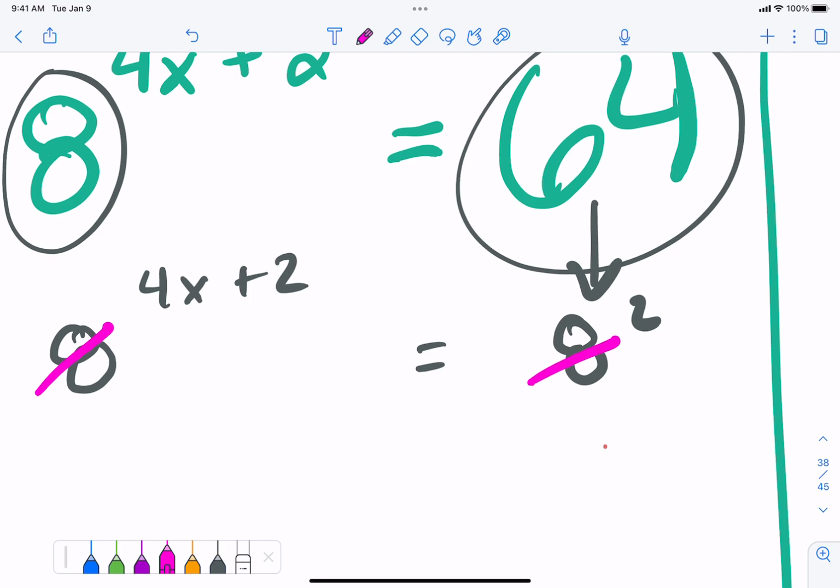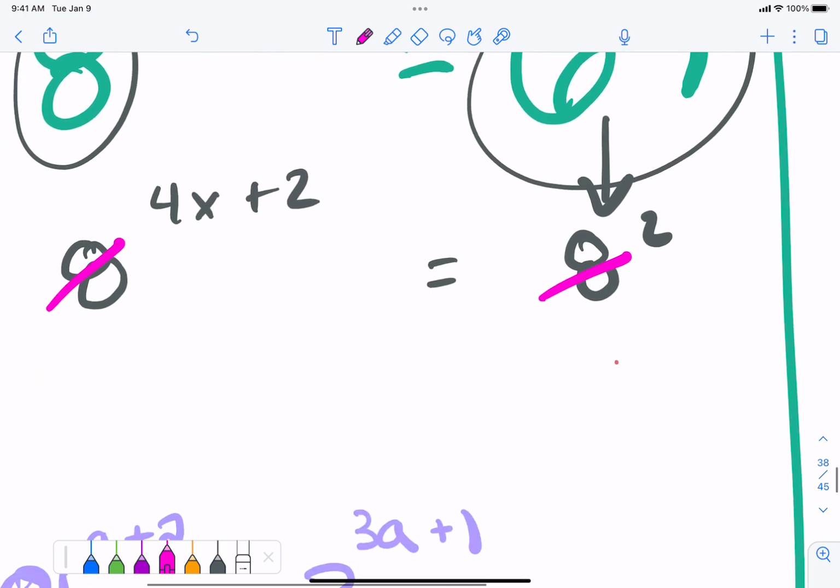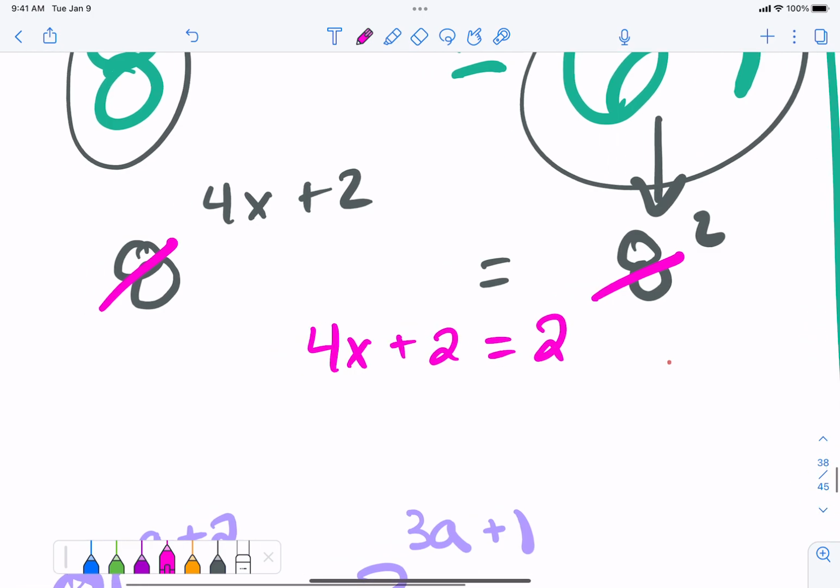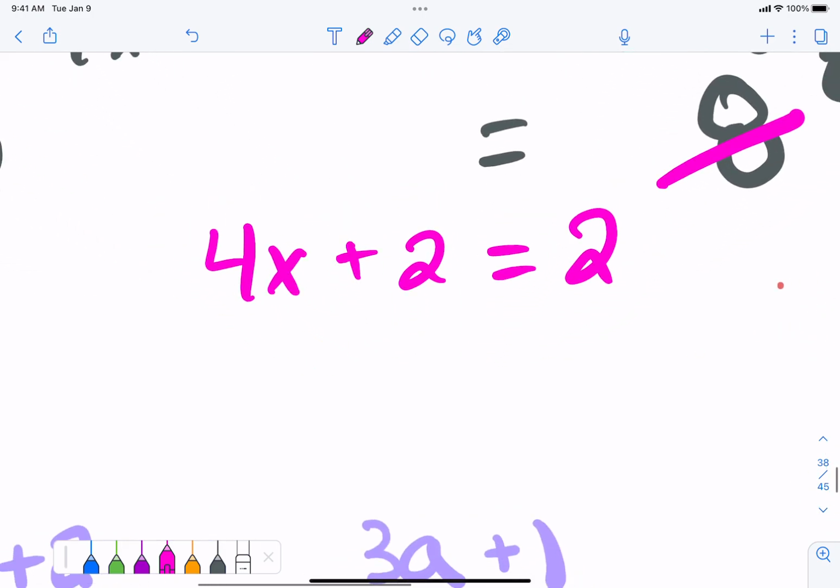No, you don't have to use a log. You can cross out the 8s, okay? And then you solve from there. So go ahead and do that. See what you get for an answer. I'll give you a couple seconds and then we'll give you an answer.